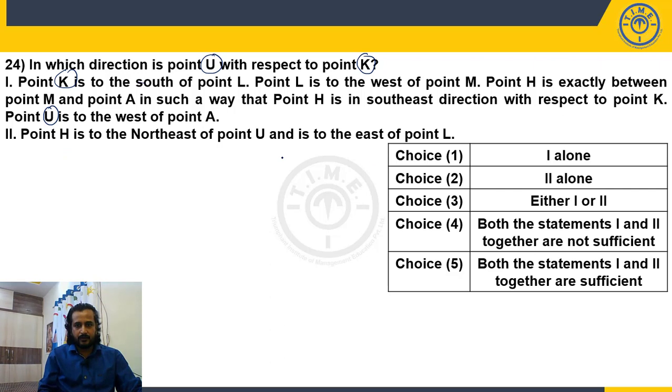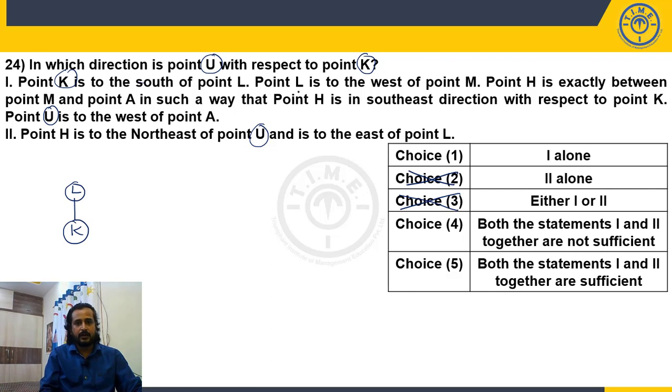In this one, no, I don't have. I have only information regarding U. So definitely it cannot be 2 alone. When it cannot be 2 alone, even it cannot be choice 3 also. Either 1 alone or 2 alone. So I have to check the 1. If I am not getting with the 1, I will combine the 1 and 2. What is the 1? K is south of L. Distance is not given.